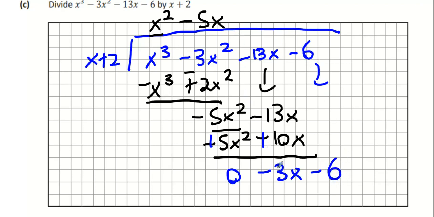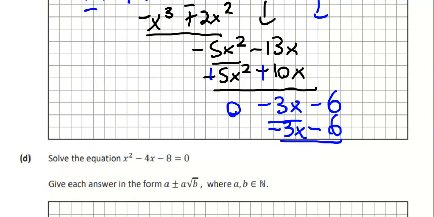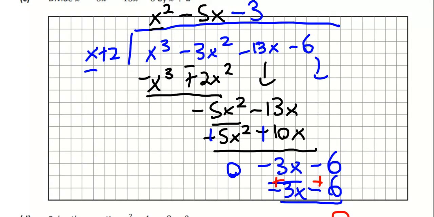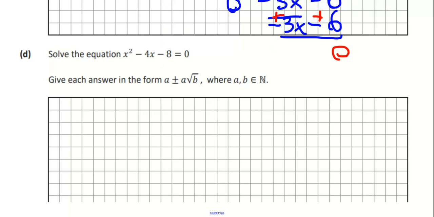Divide. So how do you divide minus 3x by x? What do you get? Minus 3. Multiply it back out again. Minus 3 by x, minus 3x. Minus 3 by 2 is minus 6. Double, take it away. Both change to a plus. You end up with 0. The answer to this question is x squared minus 5x plus. Now, 1x squared minus 4x minus 8.